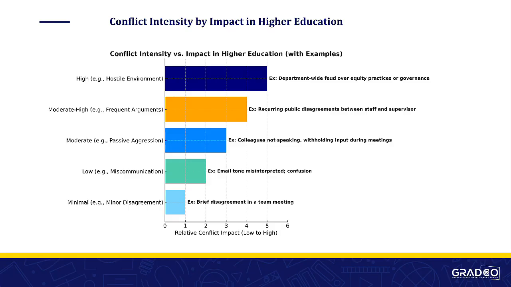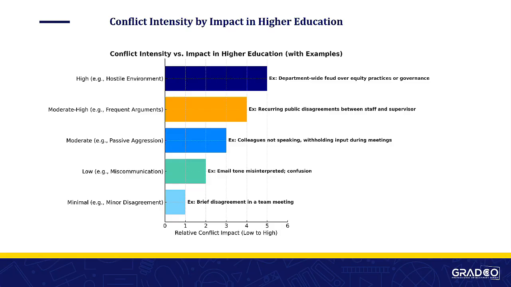Then you have moderate high, where there's frequent disruption, frequent arguments, such as public disagreements between staff and a supervisor when others are around, so they're not restraining it behind closed doors or talking to people in calm voices. It's frequent, and it seems to be an existing pattern.